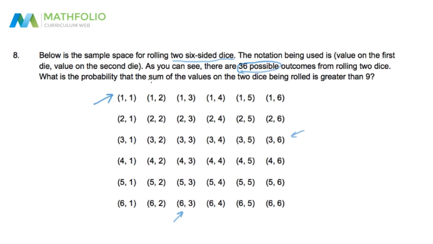What is the probability that the sum of the values on the 2 dice being rolled is greater than 9? So it's talking about the sum. Sometimes they might say product. Sometimes they might talk about the difference. So we've got to be very careful. We need to find out the sum of each of these 2 dice added together.